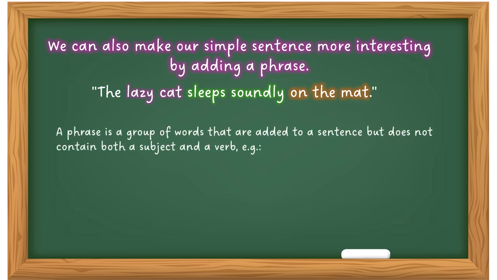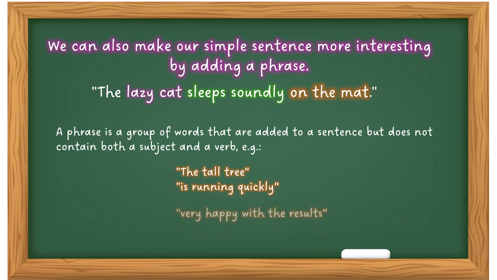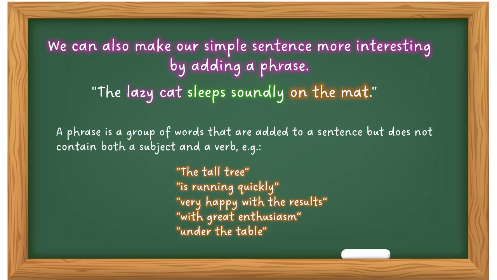Because a phrase is a group of words that are added to a sentence but does not contain both a subject and a verb. So for example, the tall tree. You can see it has a subject there, but it's not telling you what it's doing. So it's either missing a subject or missing a verb. Here are some other examples: is running quickly, very happy with the results, with great enthusiasm, under the table. Some of these examples have a subject but not a verb, or a verb and not a subject. So they don't make sense unless you add them to the main part of your sentence, which in this case is the lazy cat sleeps soundly.